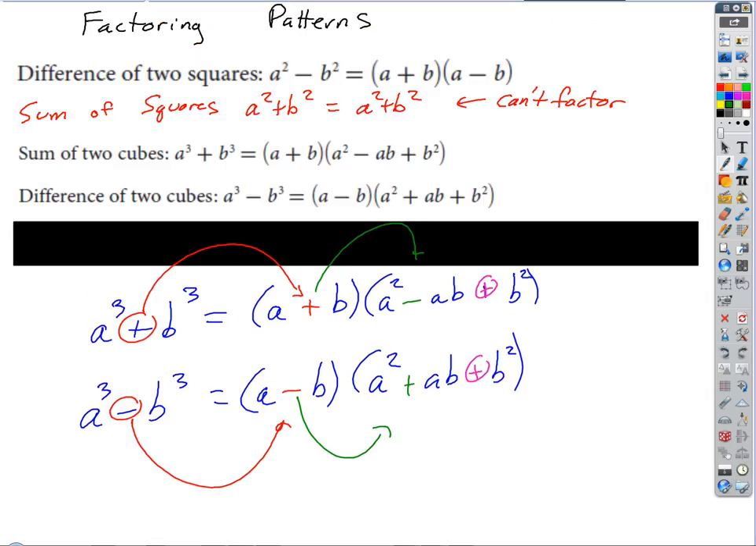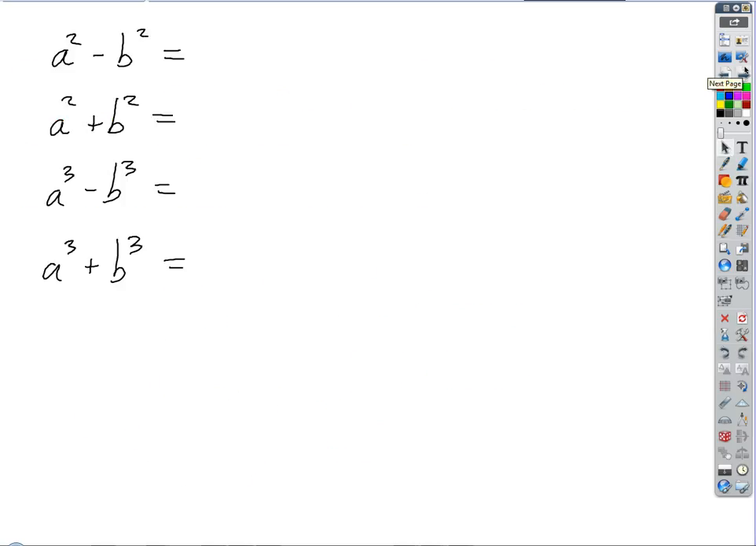And then difference of squares, a squared minus b squared, is a plus b times a minus b. Sum of squares doesn't factor, stays the same. Okay, turn to a fresh page where you can't see those and try them. Fill those in. Fill in those blanks.